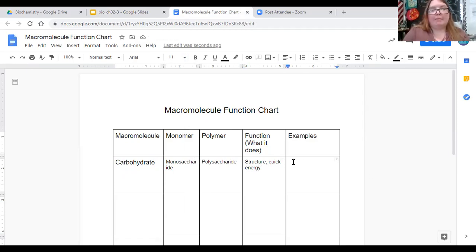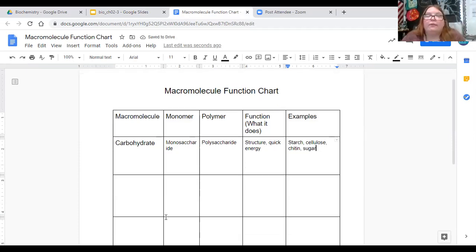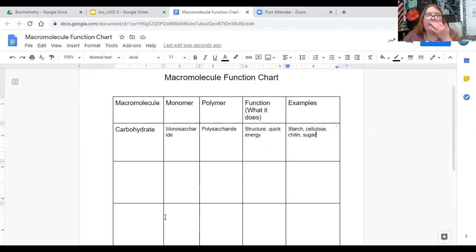So some examples we said were starch, cellulose, chitin, sugar, all those good things, okay? So you're going to go down and fill out the whole rest of the chart. If you have other information that you want to add into this, this would be a good resource for you to use when you're studying, because there's still going to be tests in here, guys.